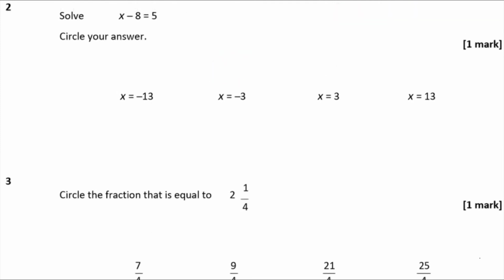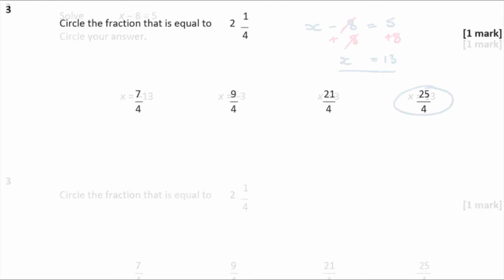Question 2. Solve x minus 8 is equal to 5. Okay, so if we start with x minus 8 is equal to 5, this is an equation, and x we need to solve. We need to try and get x by itself. We can do that by adding 8 to both sides. You can see on this side that minus 8 is going to cancel with the 8, and that's going to leave me with just x on the left. On the right, 5 plus 8, that's 13. So that's our answer, x is equal to 13. Is that one there?